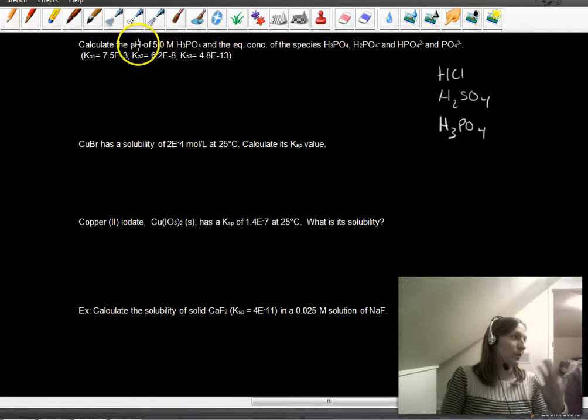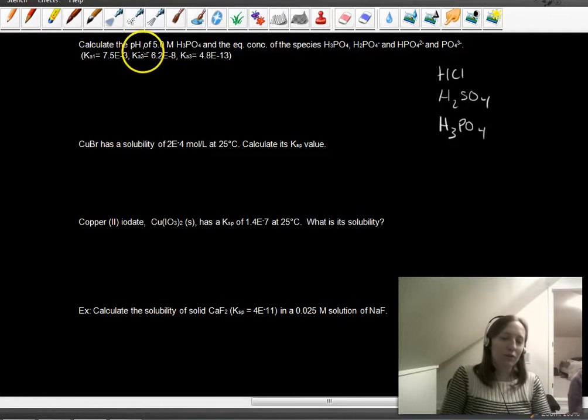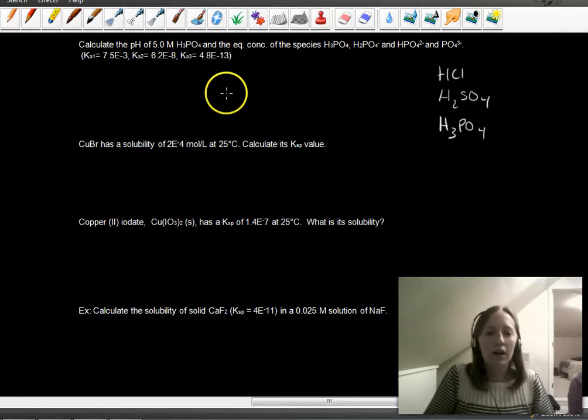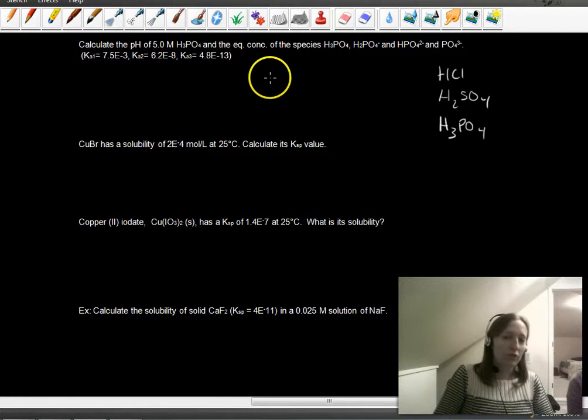But what's interesting is that when you go in and do it, adding the H's up is semi-irrelevant because the second H and the third H are so small compared to the first one that it doesn't really matter. So I don't know why I don't have more room for this.